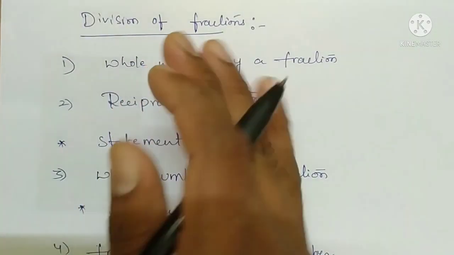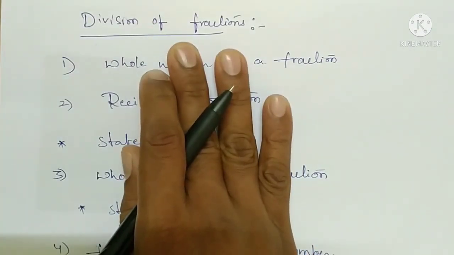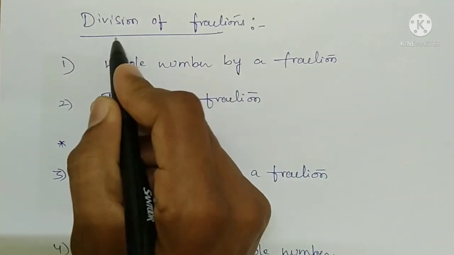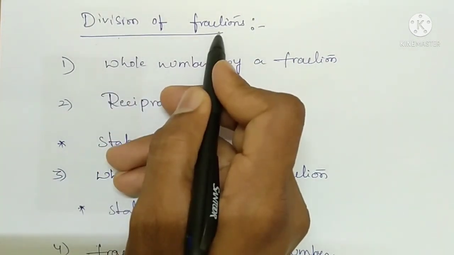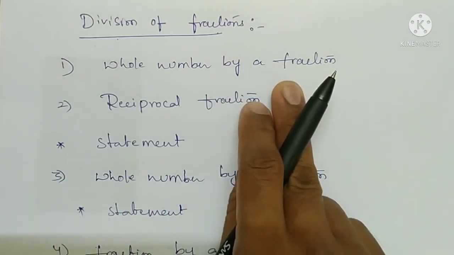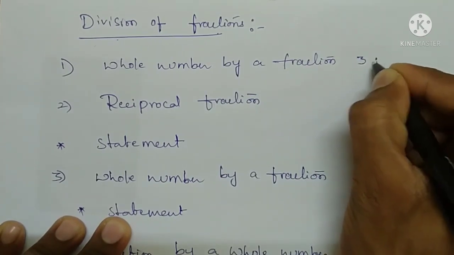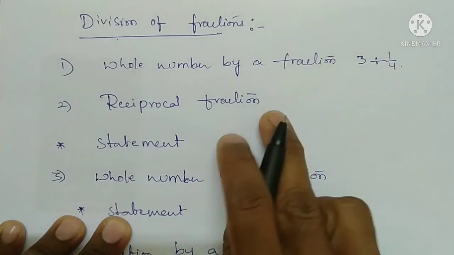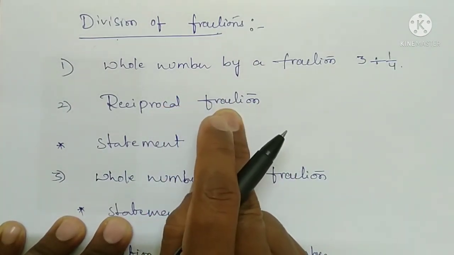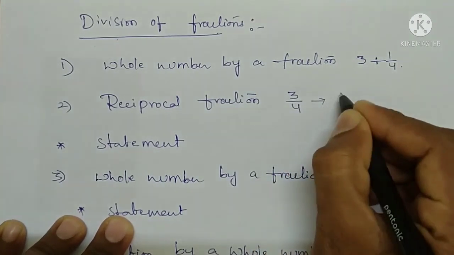Okay, my dear students, these are the topics we discussed in today's class, right? This class is about division of fractions. First one is whole number by a fraction, for example 3 divided by 1 by 4. Next one, reciprocal fraction. Reciprocal fraction means 3 by 4 becomes 4 by 3.